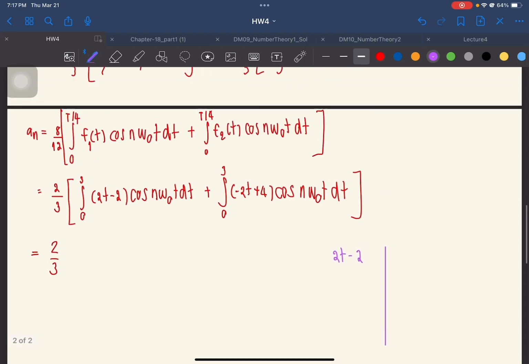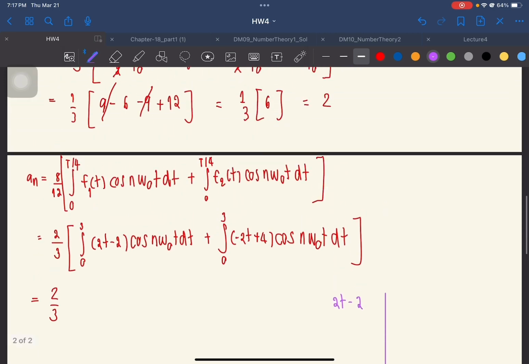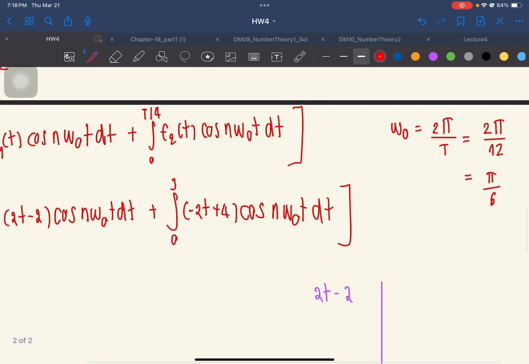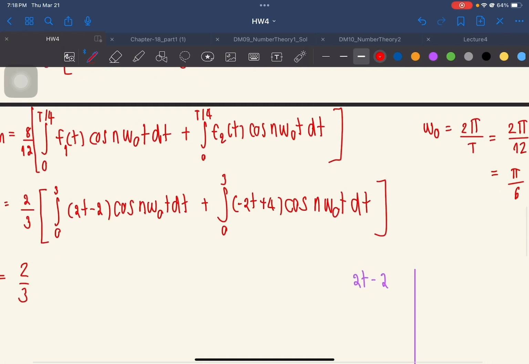Oh, we don't know omega naught, right? So omega naught is equal to 2 pi over the period, which is 2 pi over 12. So our omega naught is pi over 6. Okay, I will change first.